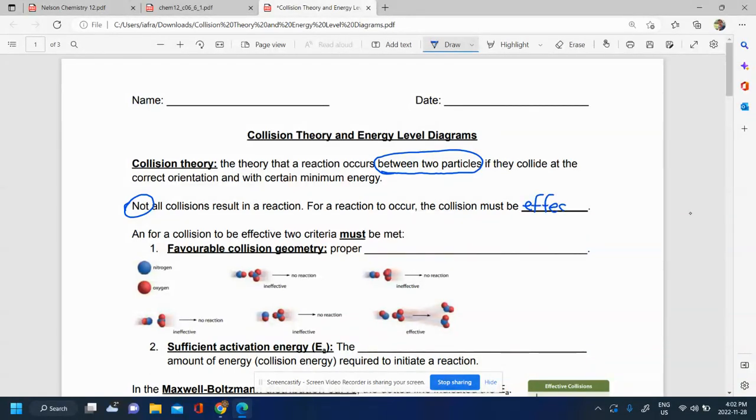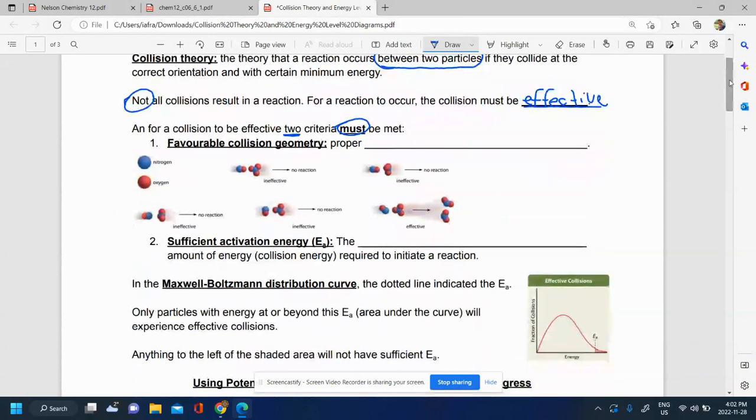Otherwise, what's going to happen is the particles, the reactants, might bump into each other, and then just bounce off of each other, and that's it. They haven't reacted. So, for a collision to really be considered effective, there are two specific criteria that must be met. The first criterion is something called a favorable collision geometry. And that just means that the reactants need to bump into each other with the proper orientation.